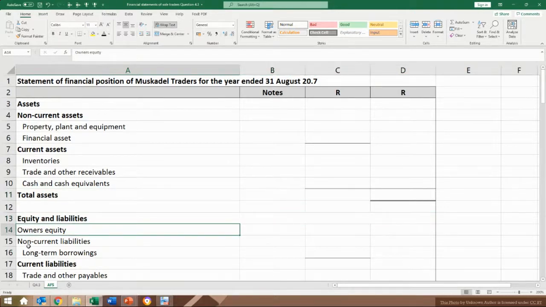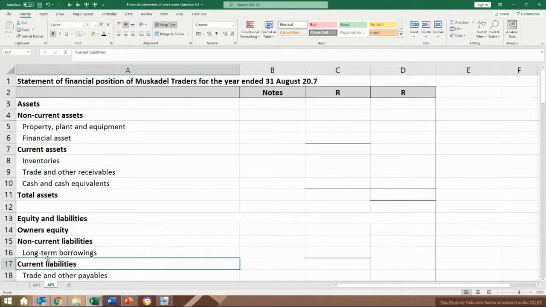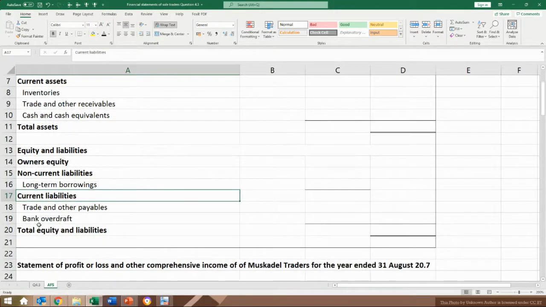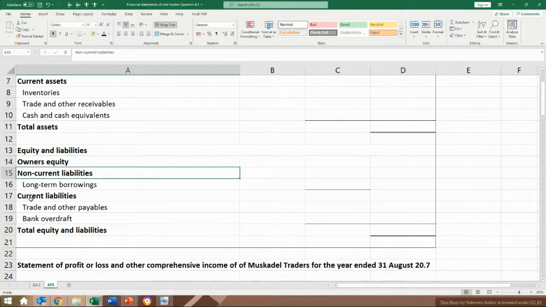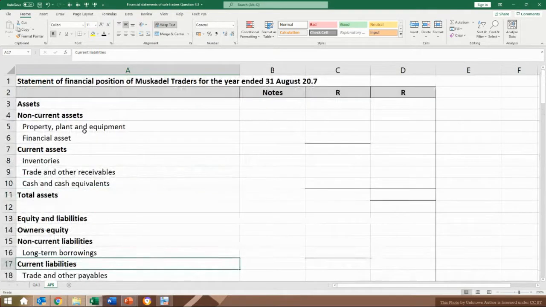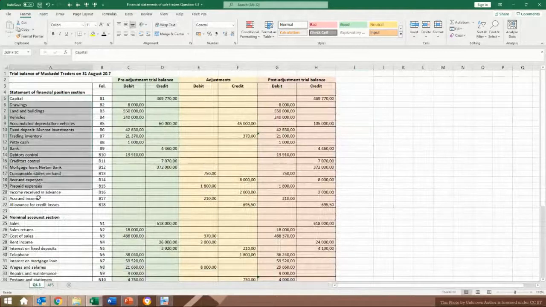So the first item would be owner's equity. Then you've got your non-current liabilities, which you would then show what makes up the non-current liabilities, and then you would have current liabilities and indicate what makes up the current liability category, and then your total equity and liabilities would be the owner's equity, non-current liabilities, and current liabilities totals added together. Now these sub amounts you would determine based on the information on your trial balance.